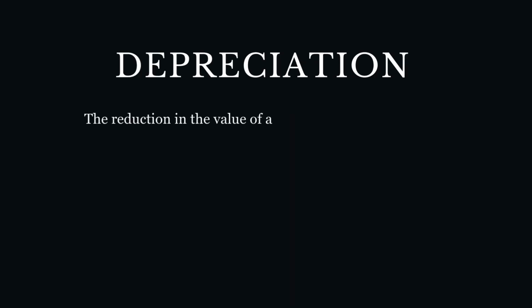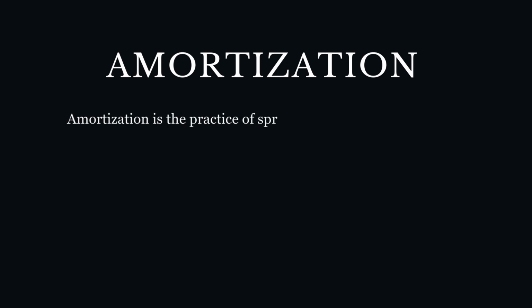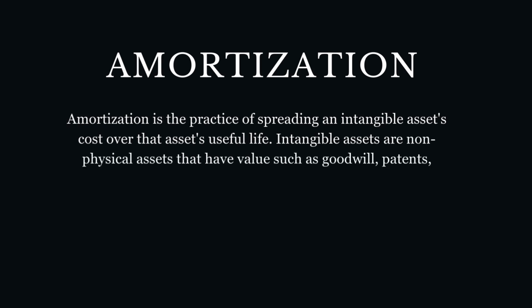Depreciation. Depreciation is the reduction in the value of an asset, such as plant and equipment, over the passage of time, due in particular to wear and tear. Amortization. Amortization is the practice of spreading an intangible asset's cost over that asset's useful life. Intangible assets are non-physical assets that have values such as goodwill, patents, trademarks, and intellectual property.